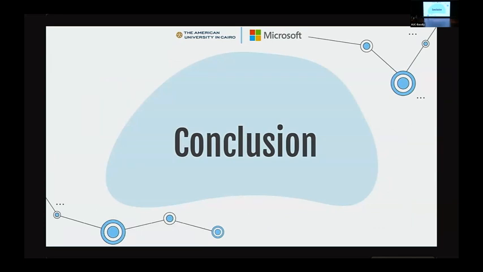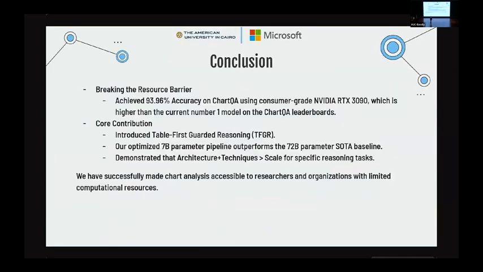To conclude, I'm glad to highlight that we achieved 93.96% accuracy on the ChartQA dataset and evaluation. We did that using a 7 billion parameter model, outperforming even bigger models and even the state-of-the-art. I would like you to think of that. We have made chart analysis and reasoning far more accessible to many more researchers and organizations. Thank you.